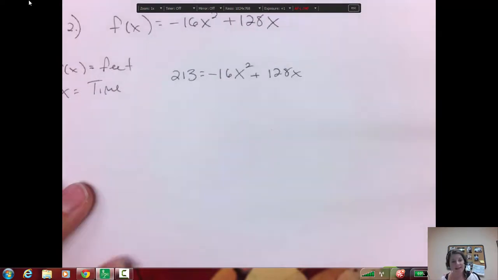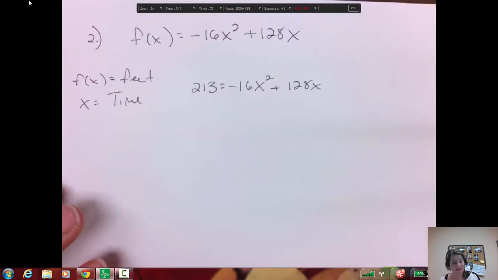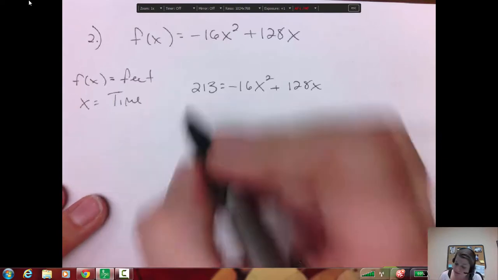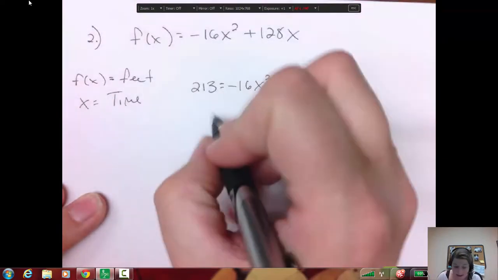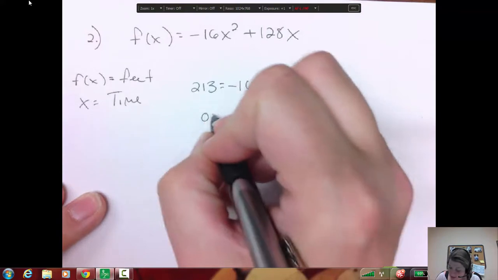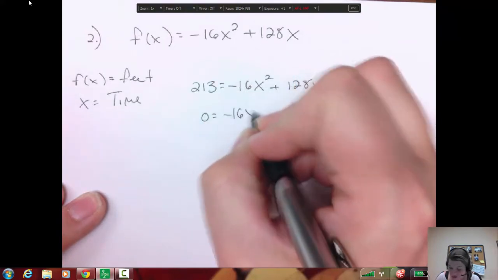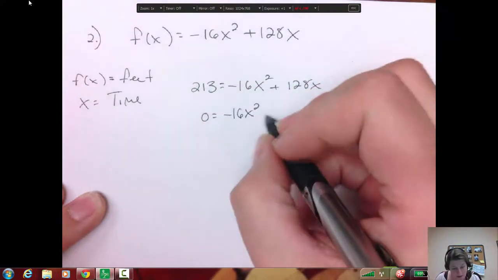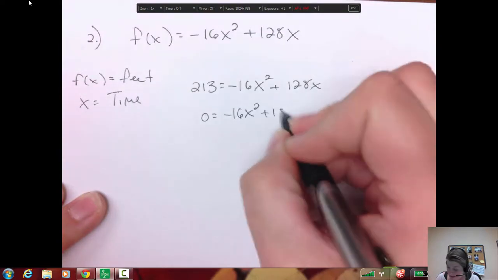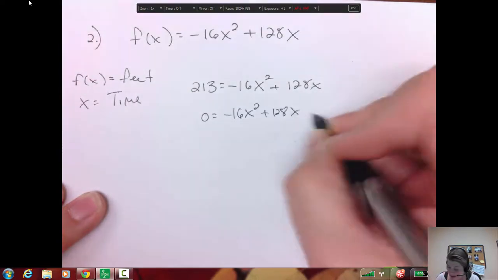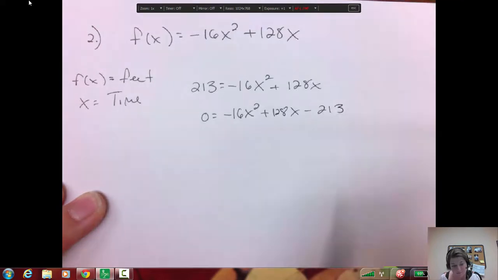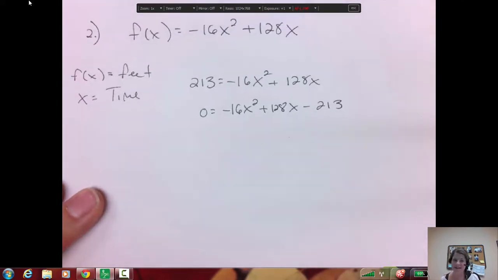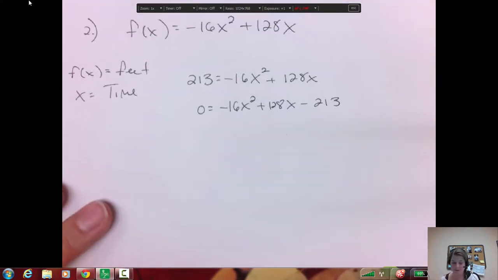So from here I've got to set it equal to 0 and use one of my methods to find my two solutions. So I'm going to minus the 213 over so that I have 0 equals negative 16x squared plus 128x minus 213. Then from here, these are ugly numbers, so I'm just going to use the quadratic formula.